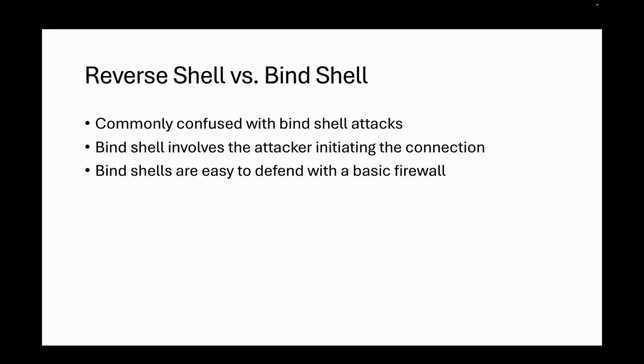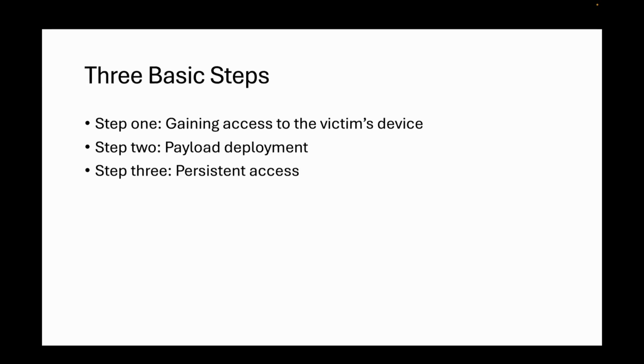Reverse shells are commonly confused with bind shell attacks. Bind shells are basically where the attacker initiates the connection, and they tend to be really easy to defend with a basic firewall, like one that blocks incoming connections. The three basic steps of a reverse shell attack are step one, gaining access to the victim's device. Step two is payload deployment, and step three is persistent access.